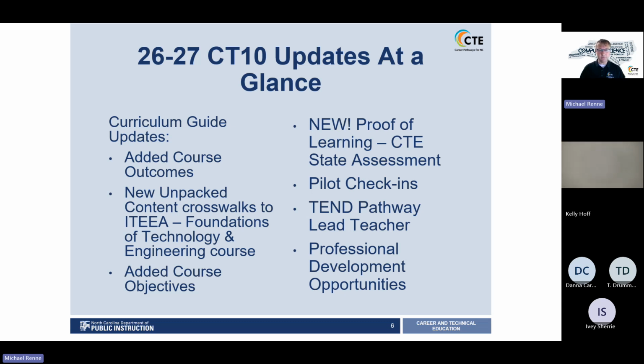We've added course outcomes, and we'll talk about what course outcomes are if you're not familiar. We've added new unpacked content that crosswalks with the IT Foundations of Technology and Engineering course, and that's going to be super important for one of these other updates. We've added course objectives, and then we have a new proof of learning, and that's probably the biggest change coming this school year in 26-27. Currently, the proof of learning was a local POL. It is now being moved to a CTE state assessment. We'll get into that at a later slide.